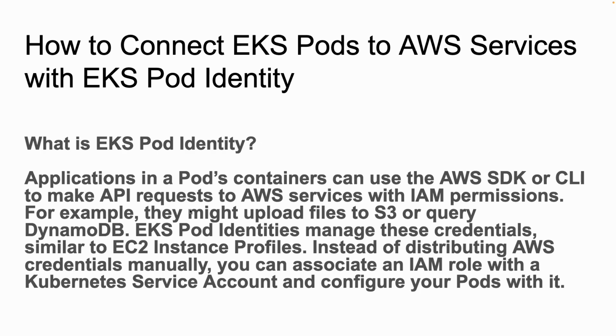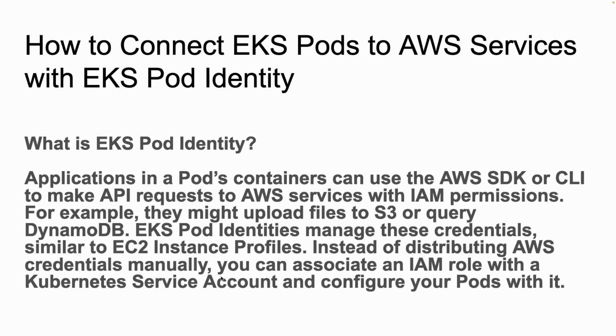Applications in a pod container can use the AWS SDK or CLI to make API requests to the AWS services using IAM permissions. So for example, the pod wants to upload files to an S3 bucket or query some DynamoDB access. EKS Pod Identities manage these credentials similar to EC2 Instance Profiles. So instead of distributing AWS credentials manually, you can associate an IAM role with a Kubernetes Service Account and configure your pods with it.